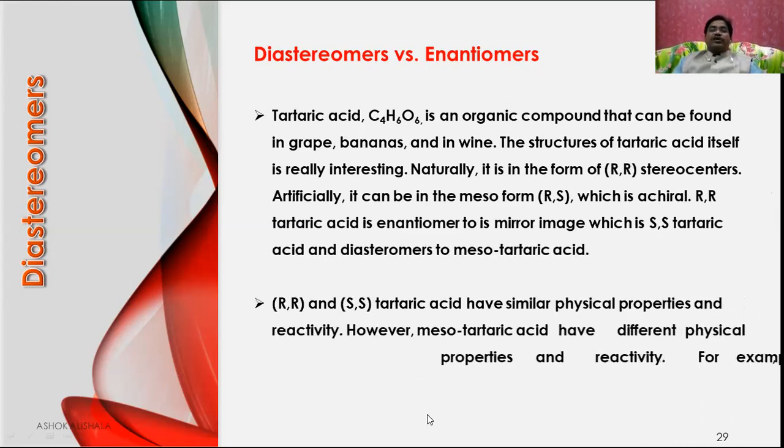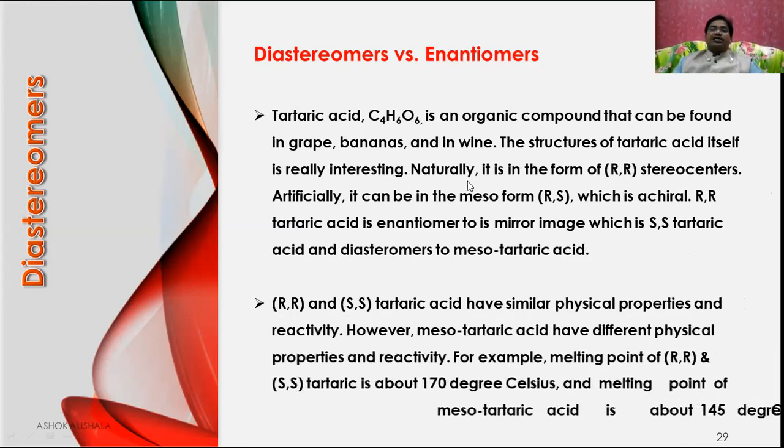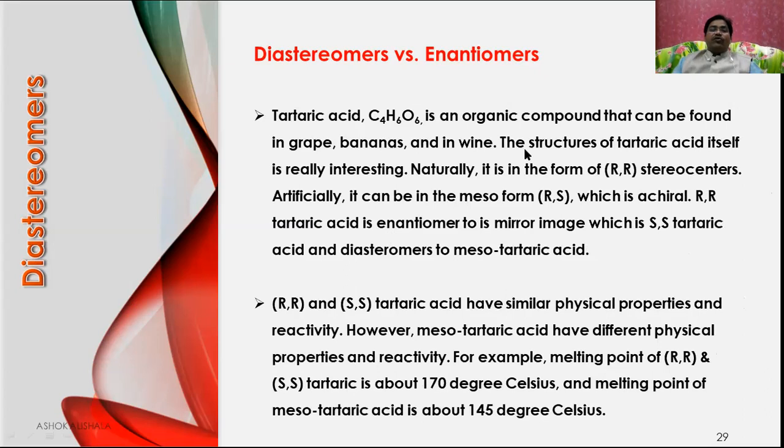Tartaric acid, whose formula is C4H6O6, is an organic compound that can be found in grapes, bananas, and in wine. The structure of tartaric acid itself is really interesting. Naturally, it is in the form of RR. We'll discuss what RR and RS nomenclature for optically active compounds is in another session, because it is time consuming. Therefore, we'll discuss separately how to denote R and S. Just remember here, naturally, it is in the form of RR stereocenters.